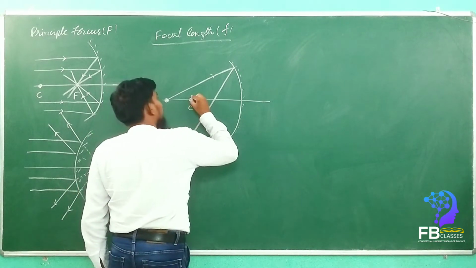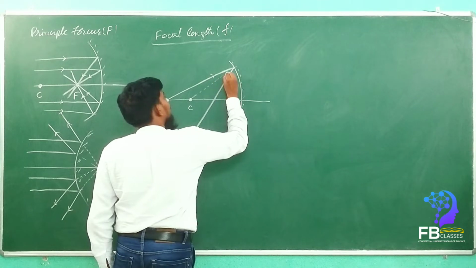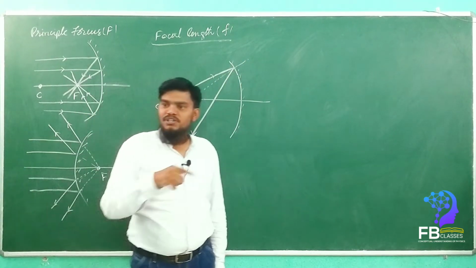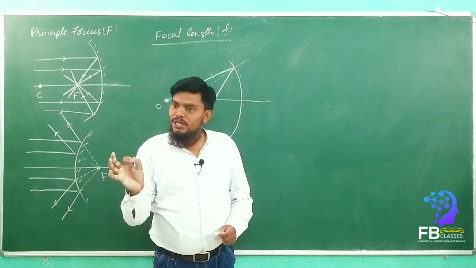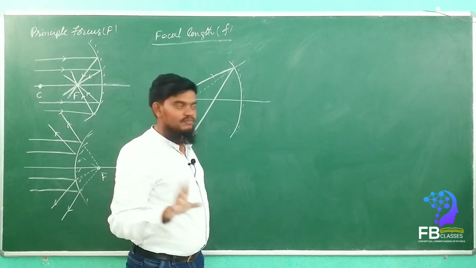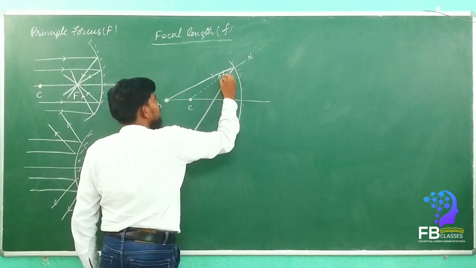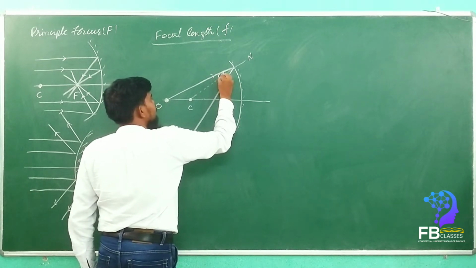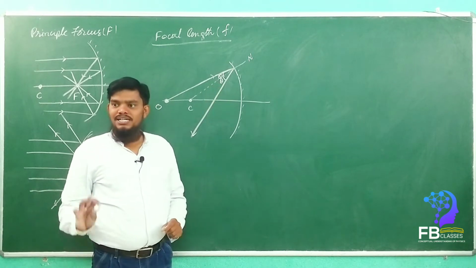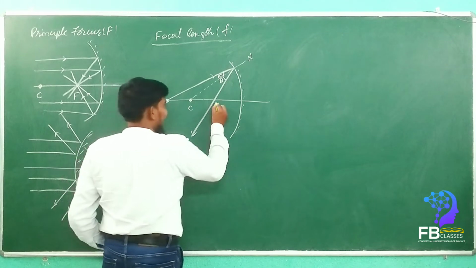Now if you draw the perpendicular to the mirror, how do we draw it? The line passing through the center of the circle is the normal to the curvature. Yes or no? So this is the normal. Now if this is theta, this is also theta, as we know very well: the angle of incidence is equal to the angle of reflection. Got it? So this is theta, this is theta.